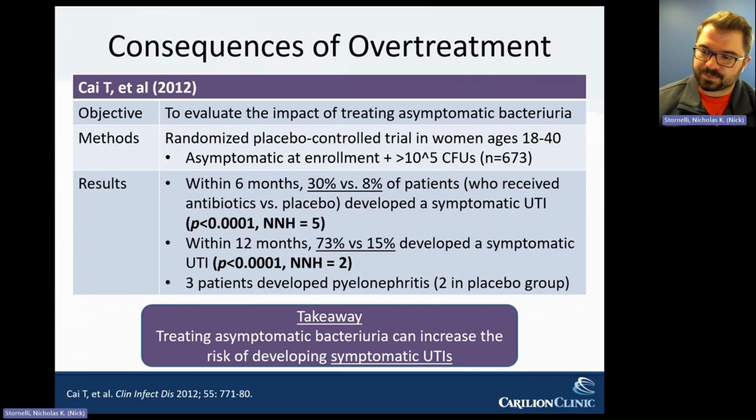I just want to point out the number needed to harm: within 12 months, the number needed to harm was 2 in terms of developing symptomatic UTI when patients who are asymptomatic are exposed to antimicrobials. So a really great takeaway from the study is to not treat when patients are not having symptoms, and to preserve our antimicrobials as best as possible for when there are true symptoms of urinary tract infection.